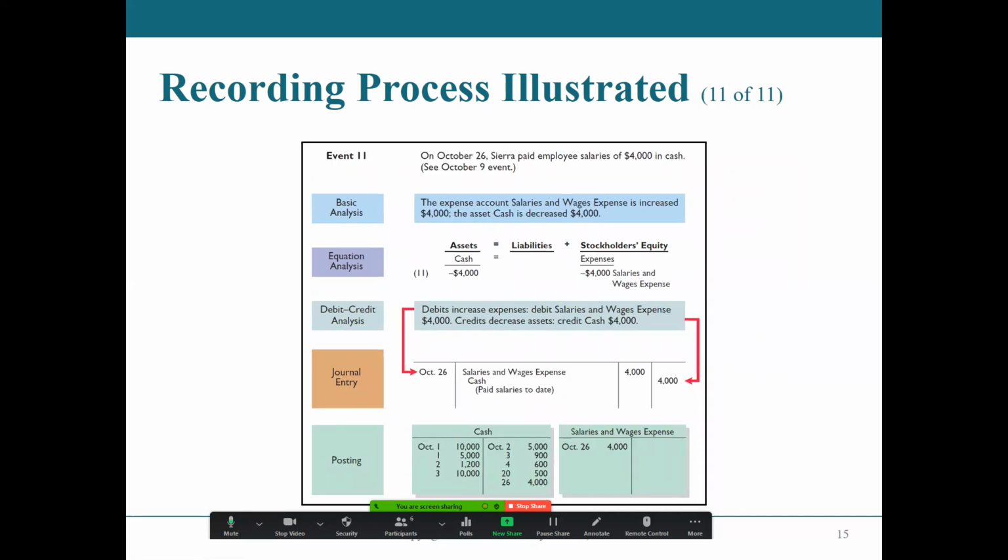All right, I think this is the last one. Thank goodness, huh? Sierra paid employees $4,000 in cash. So we know our cash is going down and we know our salary and wage expense is going up. So again, like I just said before, expenses get debited. So we're going to do salary and wage expense debit of 4,000, and then our cash is decreasing. So our cash is going to be credited 4,000.